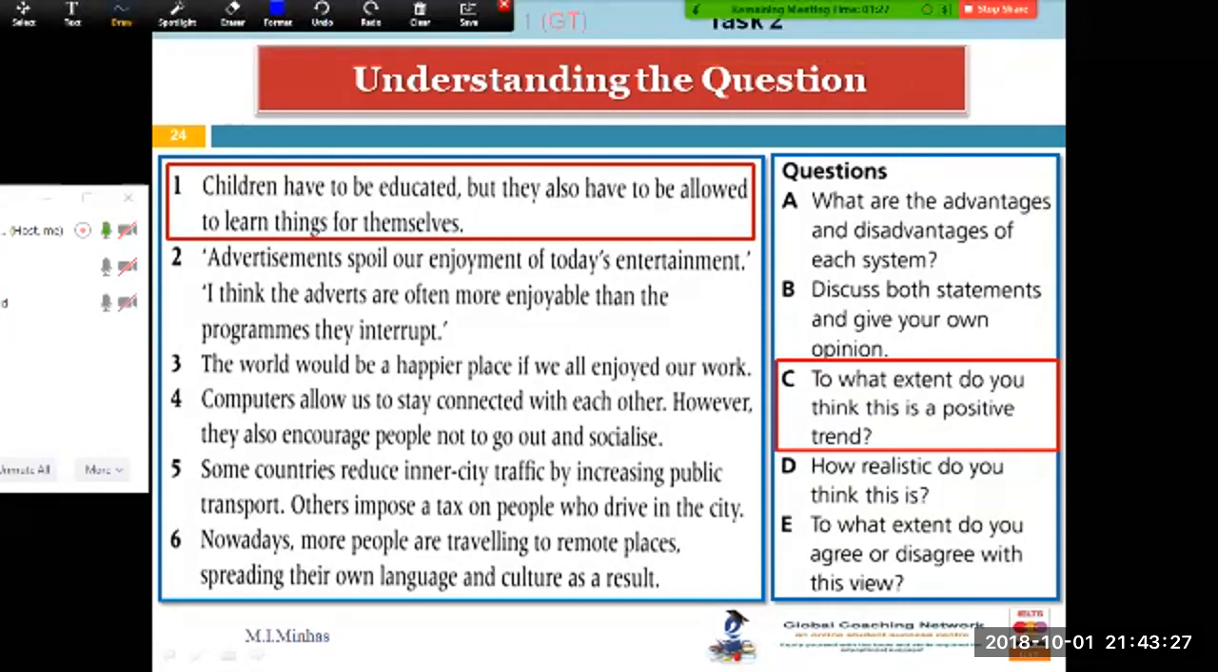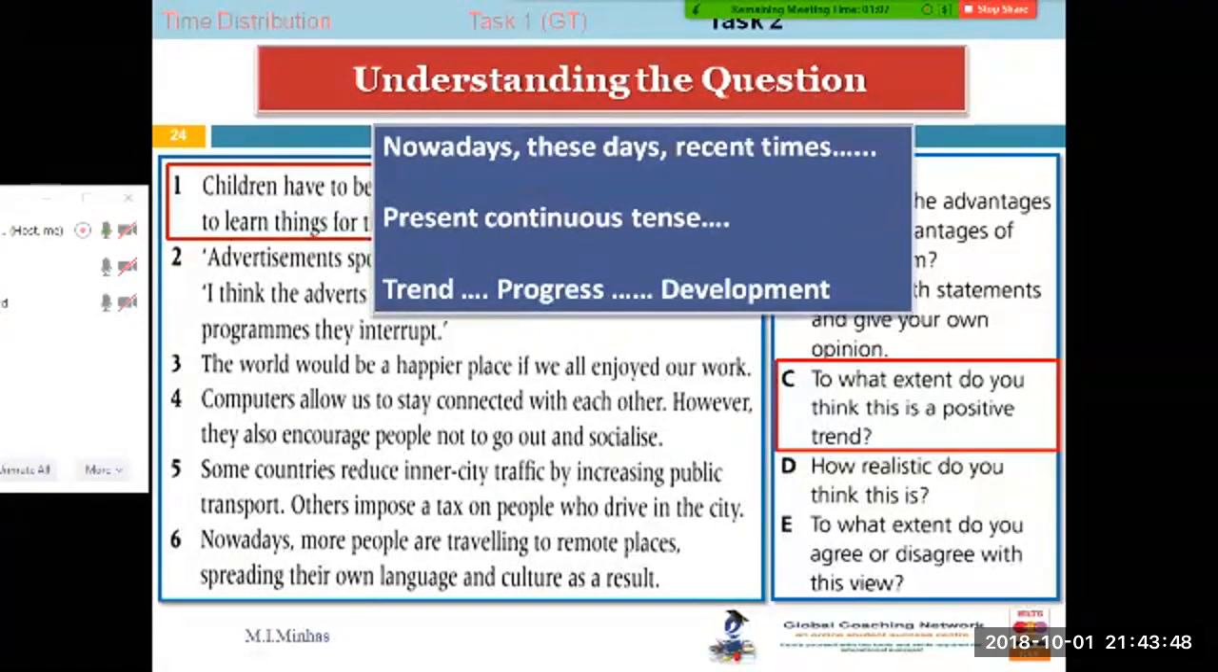Either that would be the case, or something has changed to something else. So again, there's a comparison of past and present. This is one point that you should know. Second point, there would be words like nowadays, these days, recent times. There might be the present continuous tense: nowadays, people are doing this.